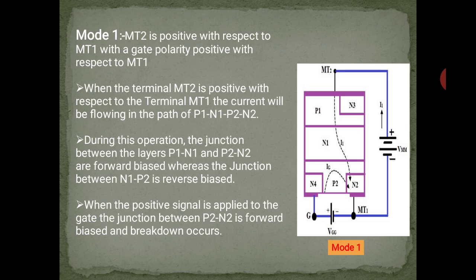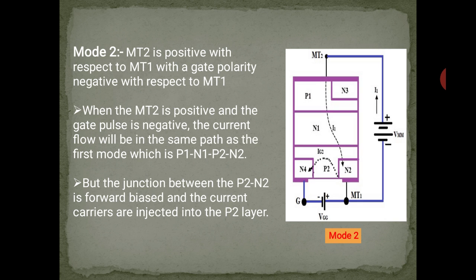In the second mode of operation, MT2 is positive with respect to MT1, with gate polarity negative with respect to MT1. When MT2 is positive and the gate pulse is negative, the current flow will be in the same path as the first mode, which is P1, N1, P2, N2. But the junction between P2 and N2 is forward biased and the current carriers are injected into the P2 layer.